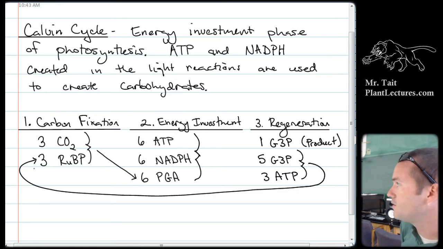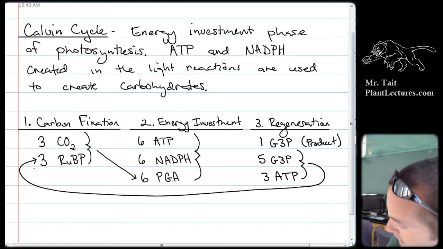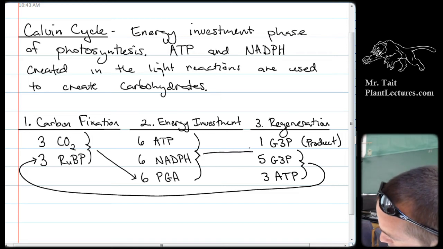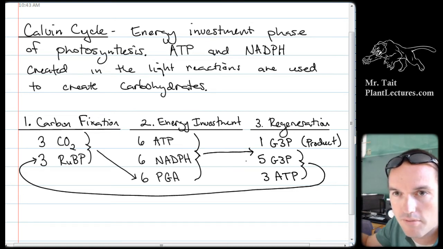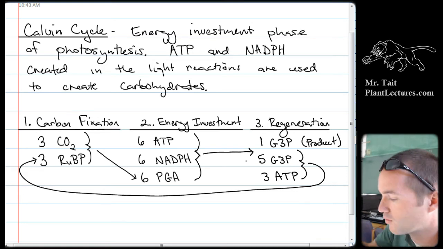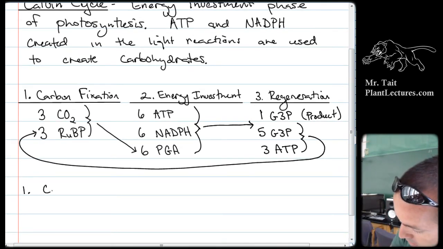Okay? So this is our overview here. This is all the stuff that you really need to know that's important. That your 3 CO2s and your 3 RuBPs are going to create 6 PGAs. Then you're going to get 6 ATPs and 6 NADPHs to add to those. And that's going to create your 6 G3Ps. One of them is going to be a product, and 5 of them are going to be used to regenerate. Okay, so this is the overview. Now we're going to go into the nitty-gritty on how we get this, and this will probably make more sense afterwards. Okay, step 1, carbon fixation.